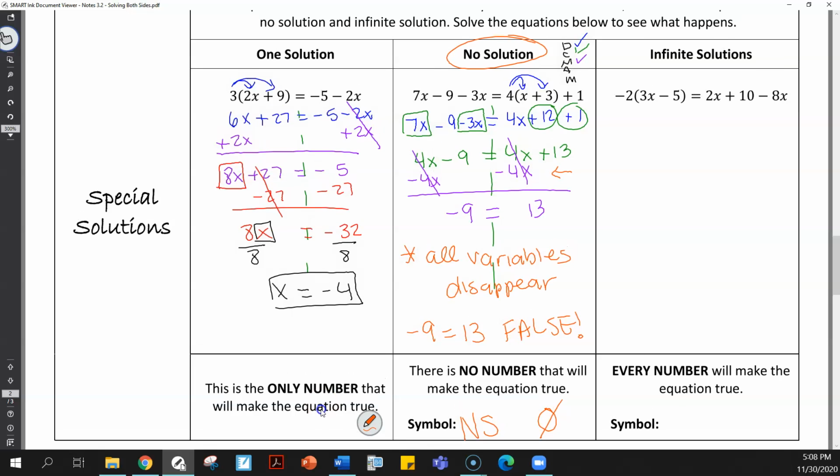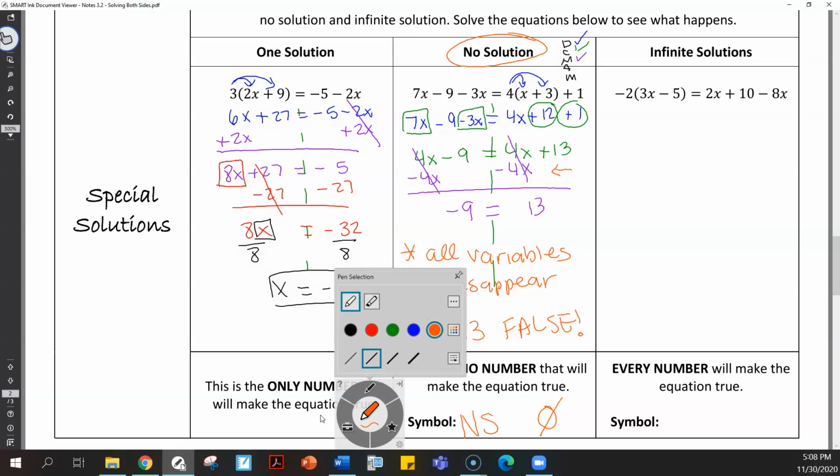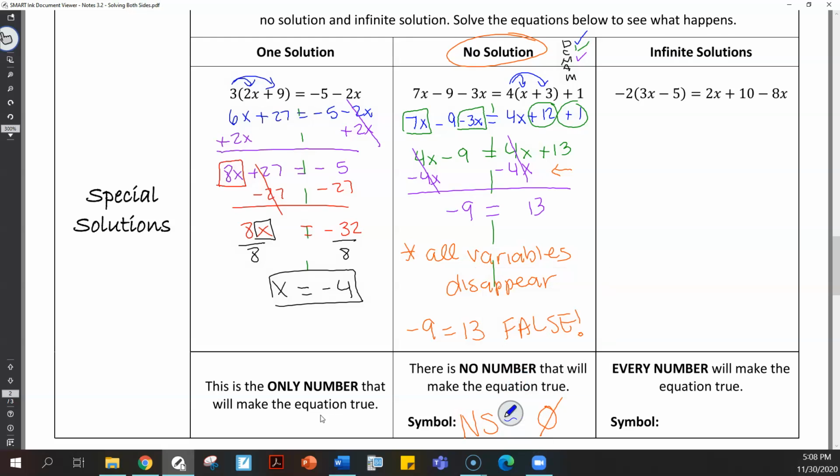Okay? The other kind of solution is what we call infinite solutions. Again, you don't know that this is going to be a special case when you first start working on it. So I'm going to start working on it the same way I would with anything else. I'm going to distribute.